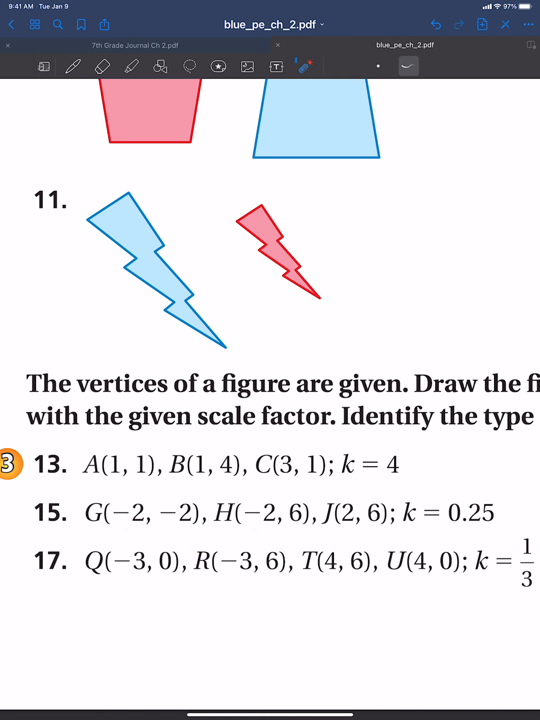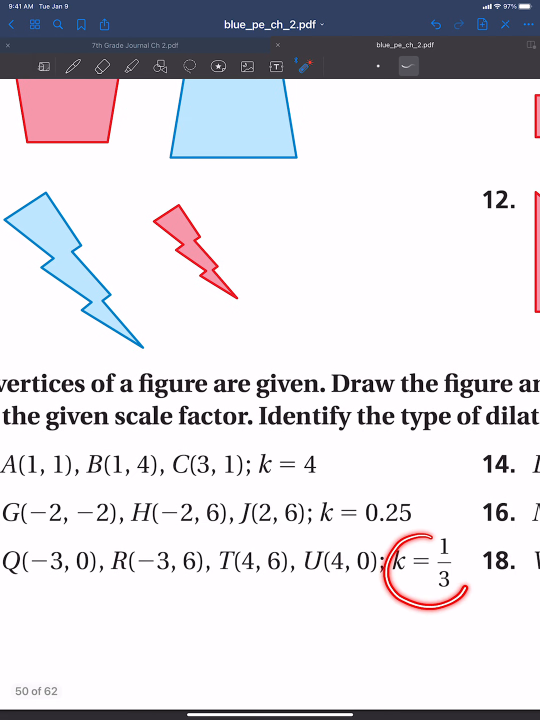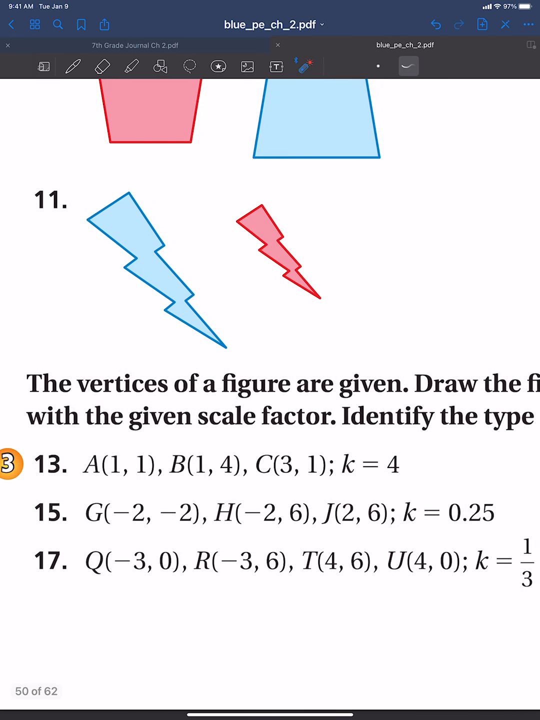So you guys, it's that simple. This one says that the scale factor is 1/3. So just take the divide by 3 part and divide all of these by 3.